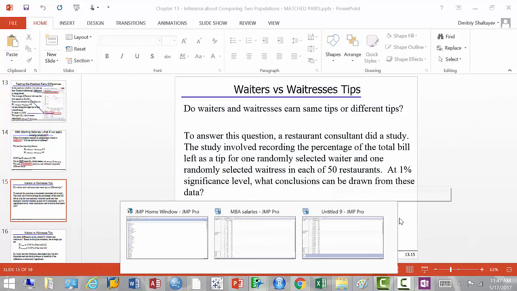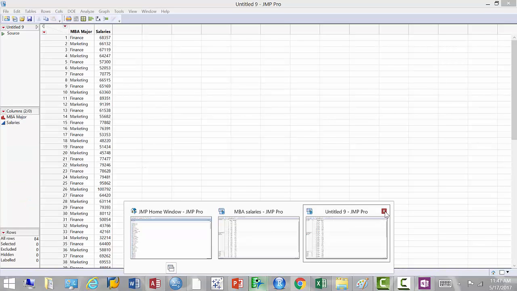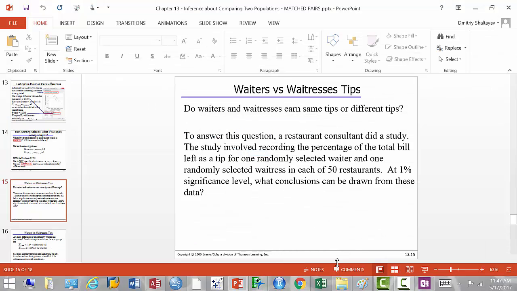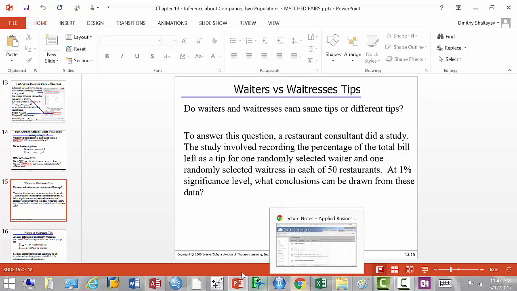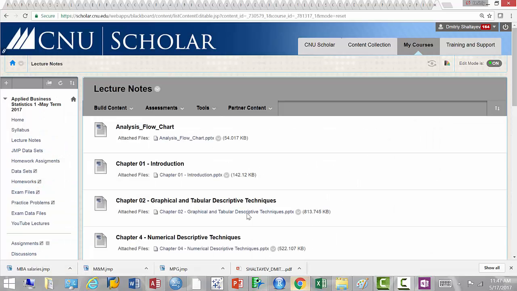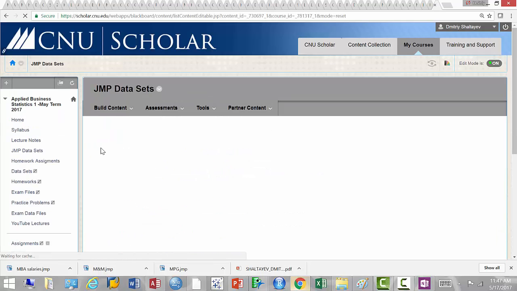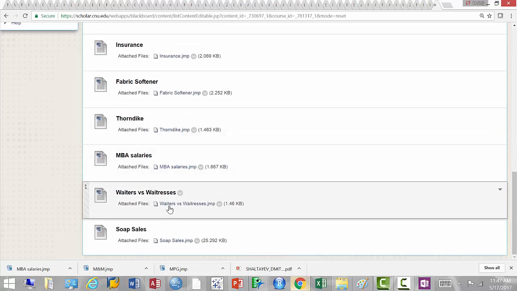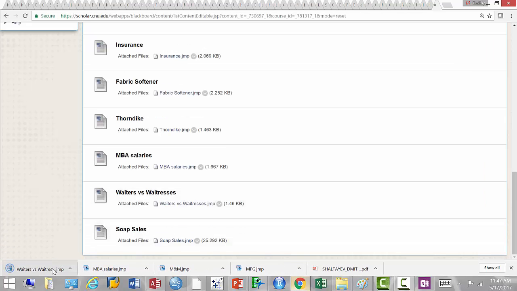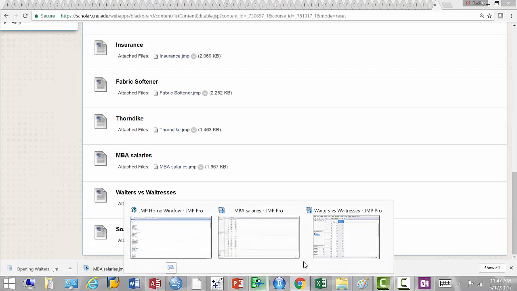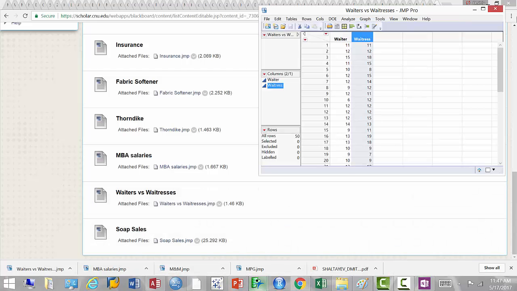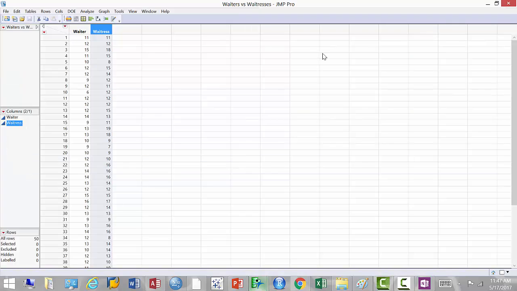And let me close all the unnecessary windows here. And let's open up the data set. It's supposed to be in JMP data sets, close to the bottom. Okay, so waiter versus waitress. That's what we're analyzing. Let's open it up. And there it is. Okay, so I have a bunch of tips for males and females.